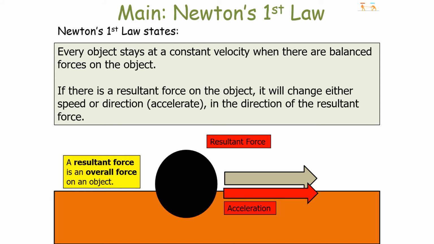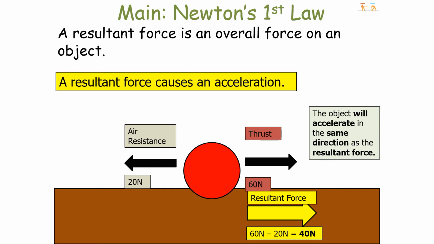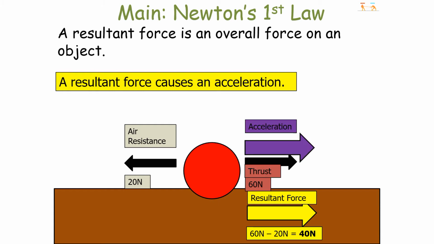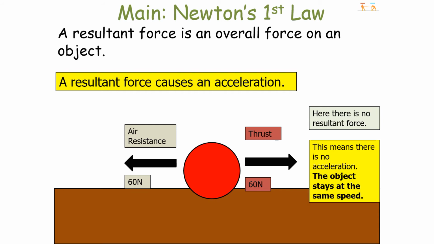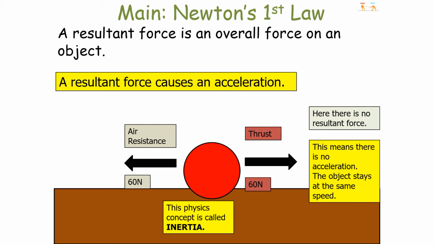Now a resultant force is the overall force on the object. Now remember, a resultant force causes acceleration. So in this example, we've got 60 newtons acting in one direction, 20 newtons in the other. So the resultant force is 60 newtons minus 20 newtons, which is 40 newtons. So we get an acceleration in the direction of the resultant force. Yet in this example, because 60 newtons equals 60 newtons, there is no resultant force. This means that there's no acceleration on the object. The object stays at the same speed, which we call inertia.